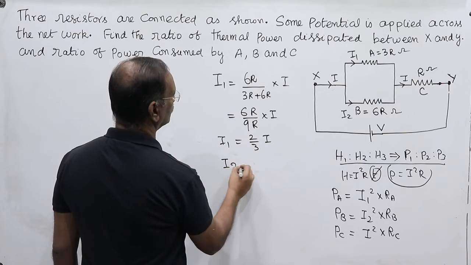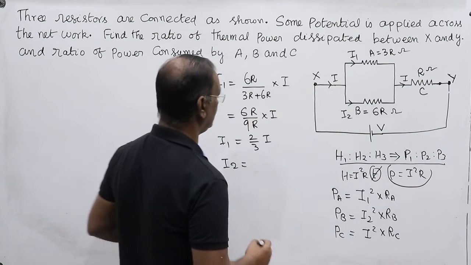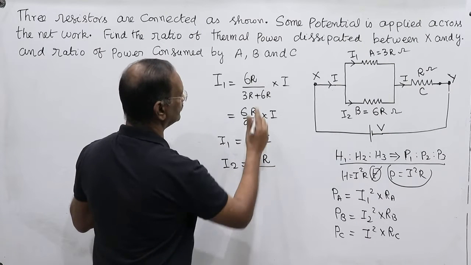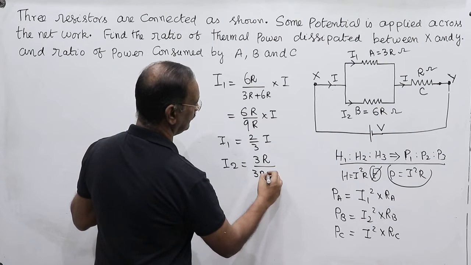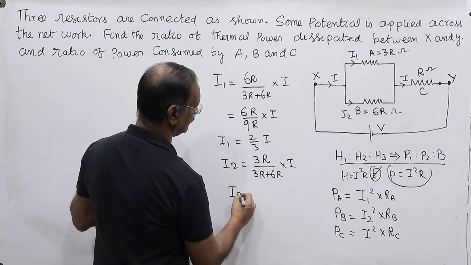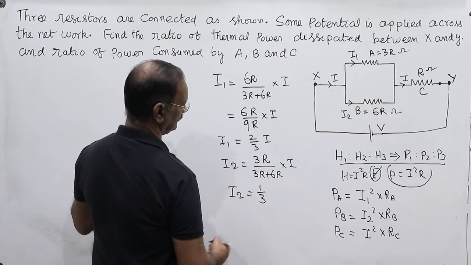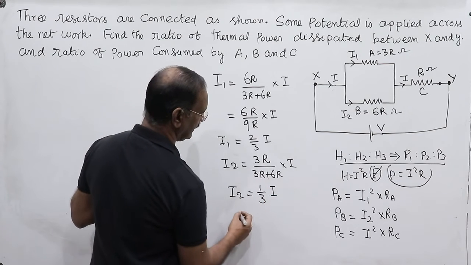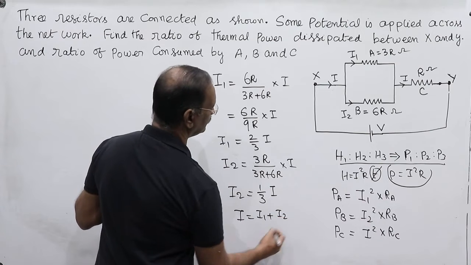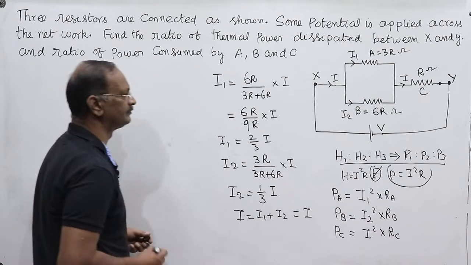Obviously I2: suppose you want to find it here, write the opposite branch, 3R, divided by the addition of these two, that is 3R plus 6R, into I. Therefore I2 is equal to 3R by 9R, that is 1 by 3 times I. And you know I is equal to I1 plus I2, 1 by 3 plus 2 by 3 is equal to I.